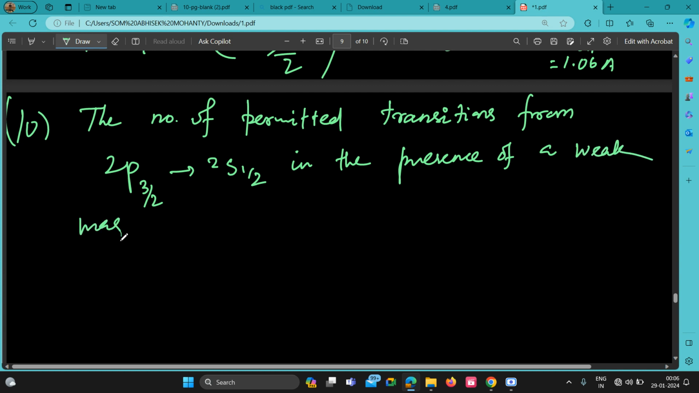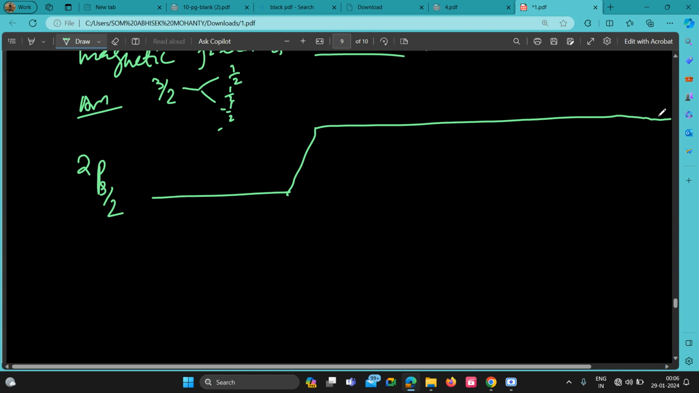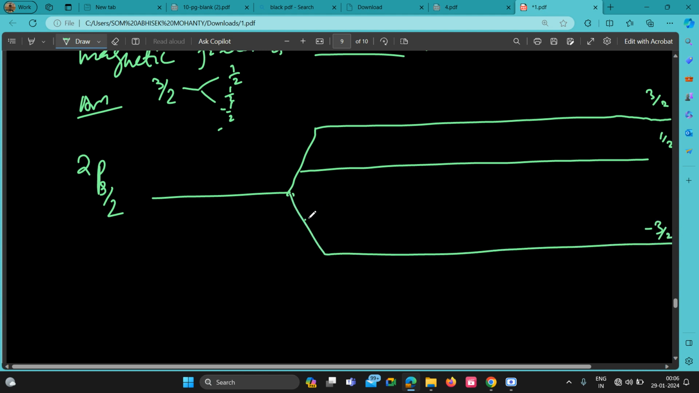The number of permitted transitions from 2p3/2 to 2s1/2 in the presence of a weak magnetic field is how much? So what we have to do here is draw this. Let's do 2p3/2. That means 3/2 can be split into 3/2, 1/2, minus 1/2, minus 3/2.